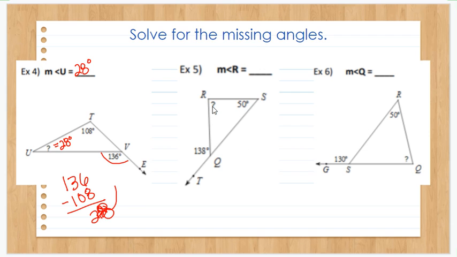All right, so we're finding the measure of angle R, which is up here in this corner where this question mark is. Again, we know our exterior angle, 138. We know one of the interior angles that's remote, 50, and we don't know the other one. So the math problem to this one would be 138 minus 50. And so that gives us 88. All right, so the measure of angle R is 88 degrees.